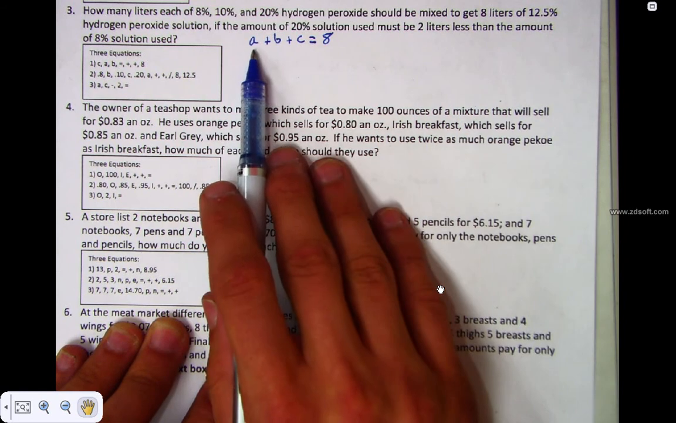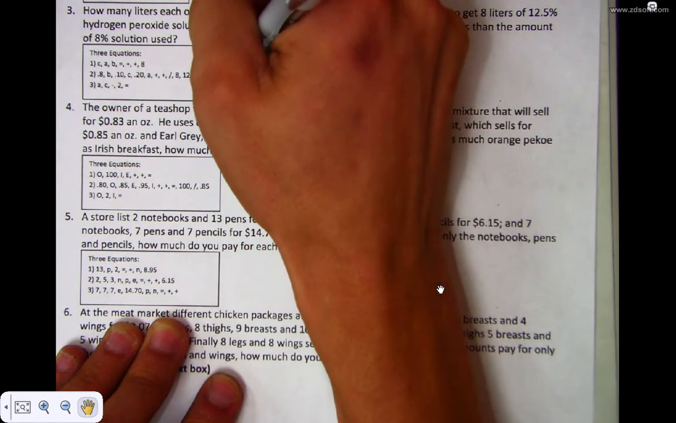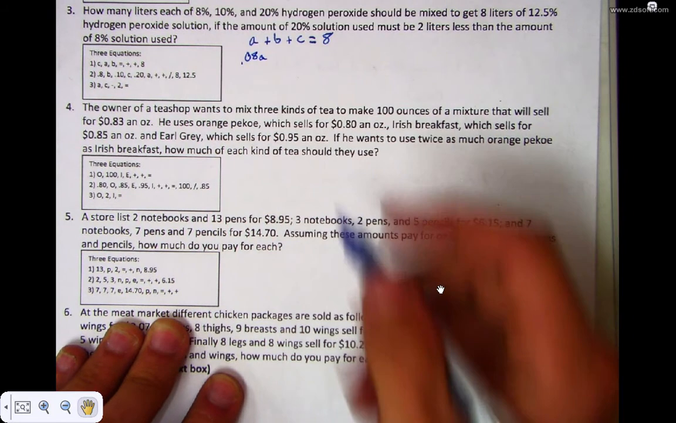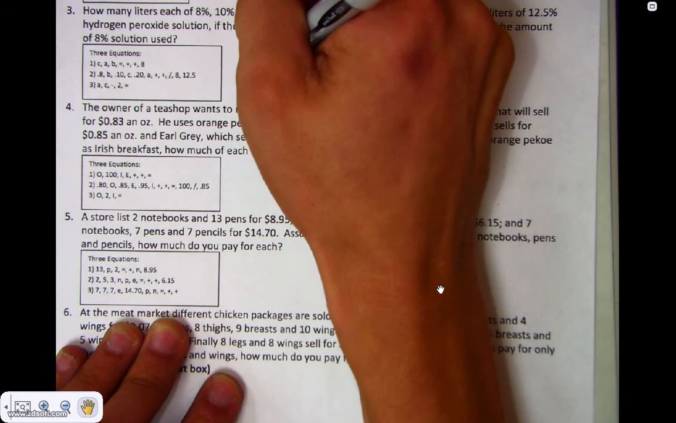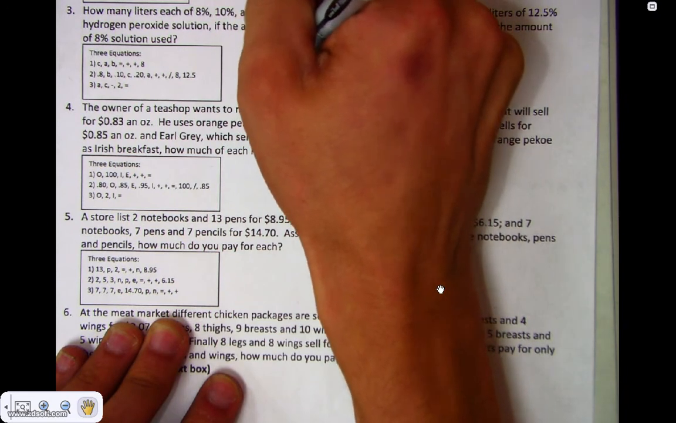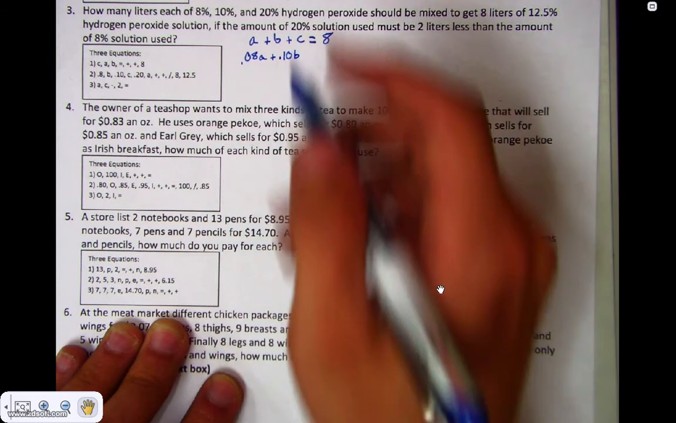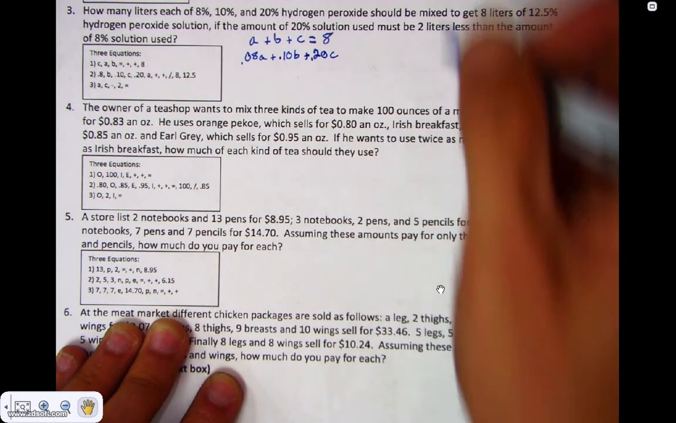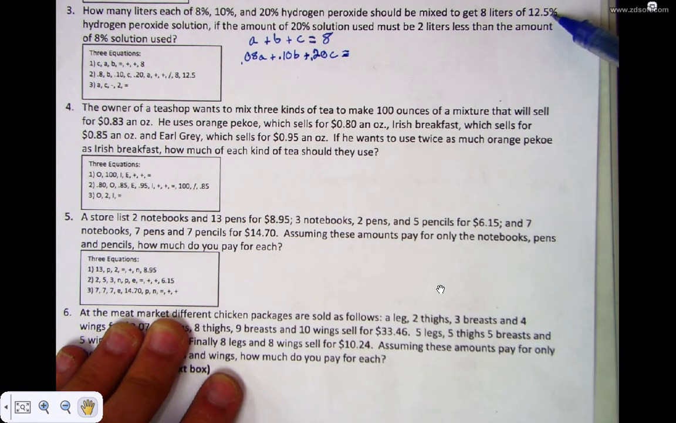So A represents which hydrogen peroxide solution? It represents the 8% solution. So we've got 0.08 times A. We're gonna have B represents the 10% solution, so we're gonna have 0.10B. And then also C represents the 20% solution, so we're gonna have 0.20C, and that's going to be equal to something. Well, what's our total? Our total should be 8 liters of 12.5%.